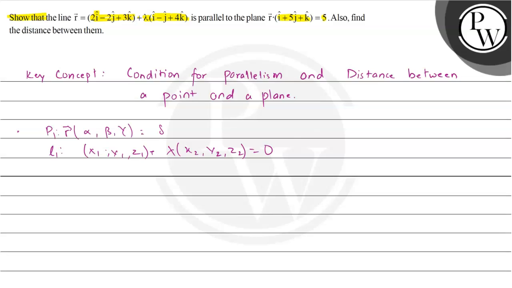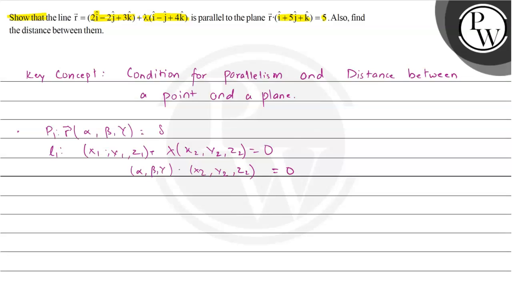Then, so as to prove that this plane P1 and line L1 are parallel, you have to just take a dot product of this vector alpha, beta, gamma and x2, y2, z2. So alpha, beta, gamma is a vector perpendicular to the plane, and if the line must be parallel to the plane, that means the line and this alpha, beta, gamma would also be perpendicular, hence that dot product must be 0. So this is one condition.